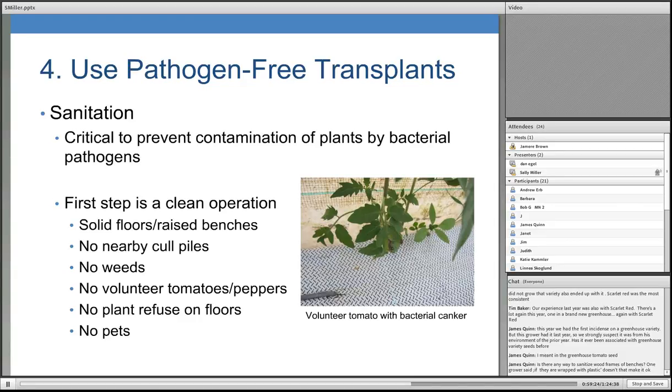Again, no plant refuse on the floors. That needs to be all cleaned up carefully. And we've been working with a lot of greenhouse growers, small and large, and we were surprised to find a lot of small greenhouses that let their dogs or cats in the greenhouse. I don't think that's a very good idea at all. They can move things around just mechanically if they are touching plants.